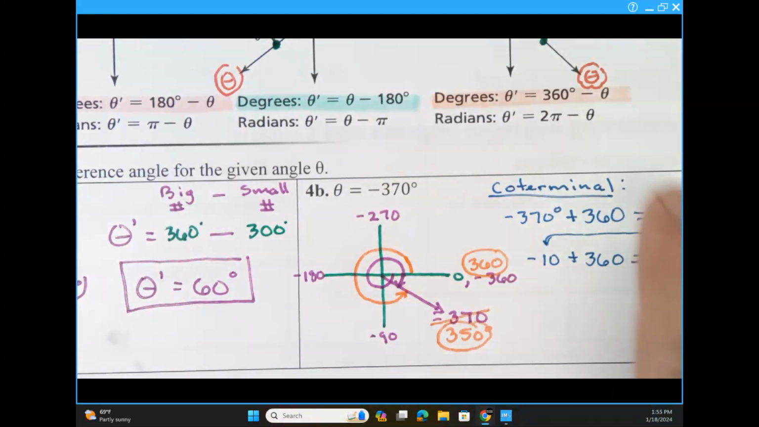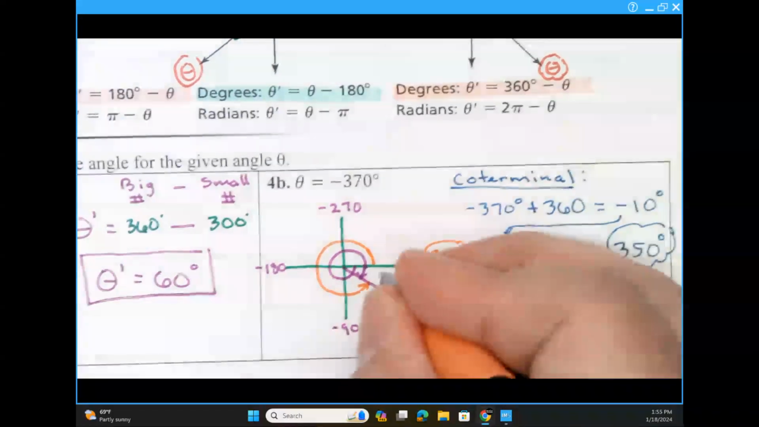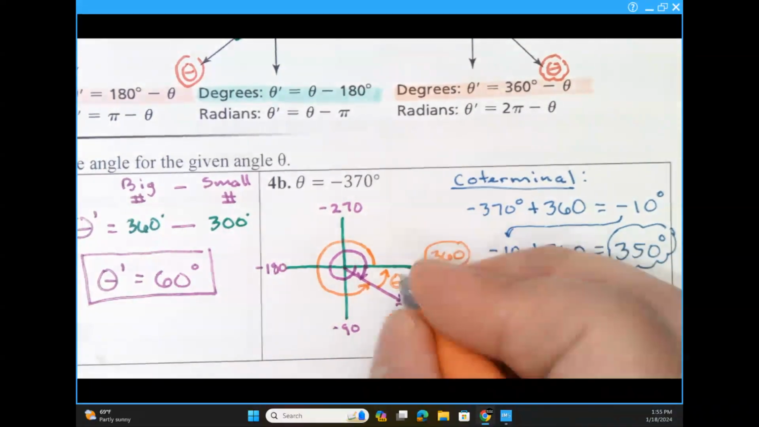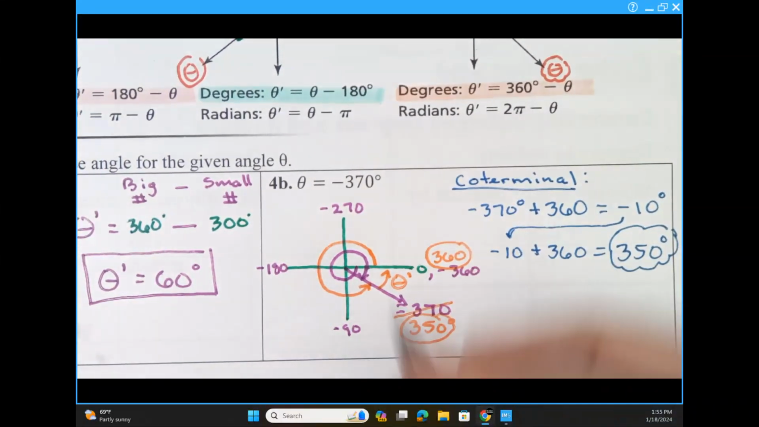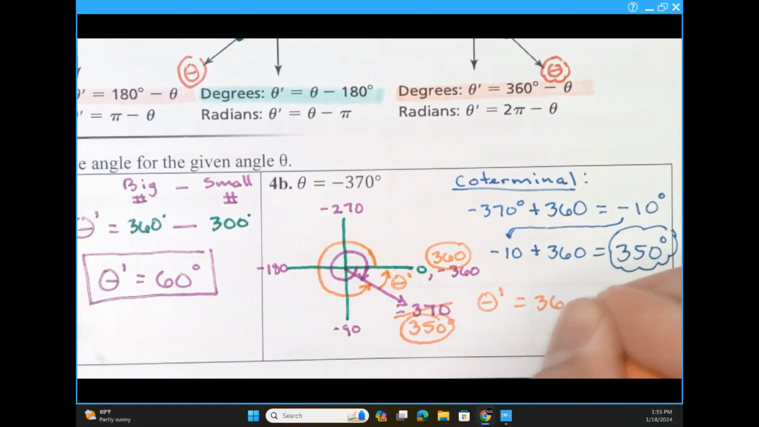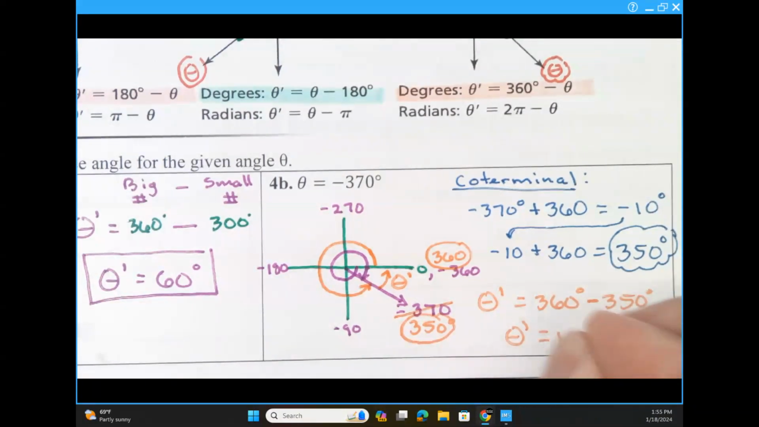Again, coterminal. We want only positive angles. All right, so here it is. Theta prime. That's what I'm looking for. Theta prime. Right there, my reference angle. Remember, it can't be 350. That was too big. So then theta prime is equal to 360, bigger number first, minus 350. That's the smaller one. And so my reference angle is just a 10.